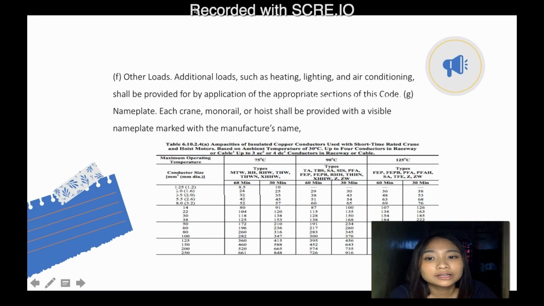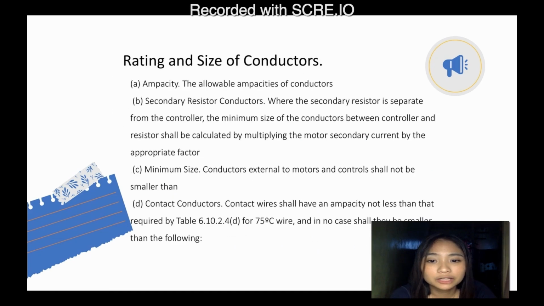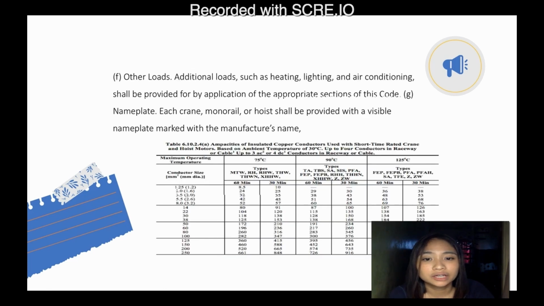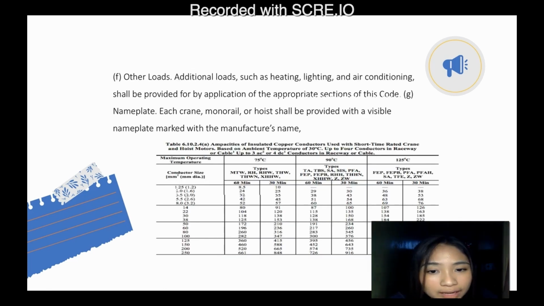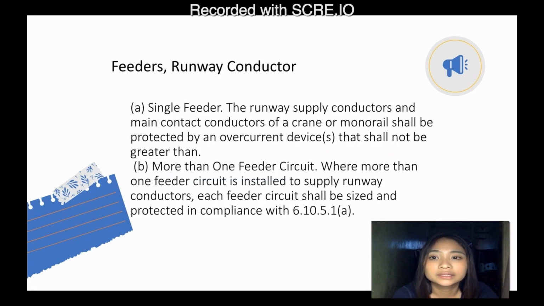Yan. Ito naman yung table 6.10.2.4a. Same lang siya dun sa pinakita ko kanina. Yun nga, kunwari yung size na sinabi kanina dito, 75. Ito, 75 degrees Celsius ng wire. Kunwari, THW yung type niya. Tapos yun nga yung sinabi ko na 25 in 30 minutes. So, pasok na dyan ang 2.0 na conductors.